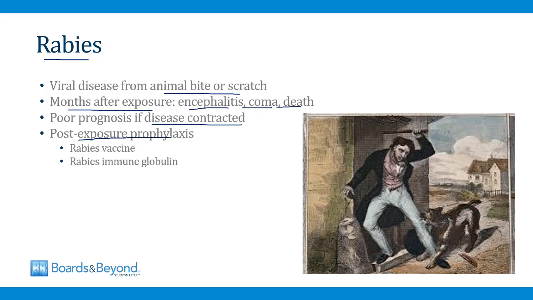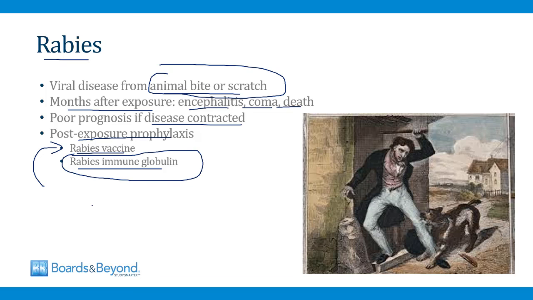Anyone who may have been exposed to rabies through an animal bite or an animal scratch has to receive the rabies vaccine and also needs to receive rabies immunoglobulin. And the idea is that the vaccine will cause an immune response and the production of antibodies, but until those antibodies are produced, the immunoglobulin will be infused and provide passive immunization against the virus.